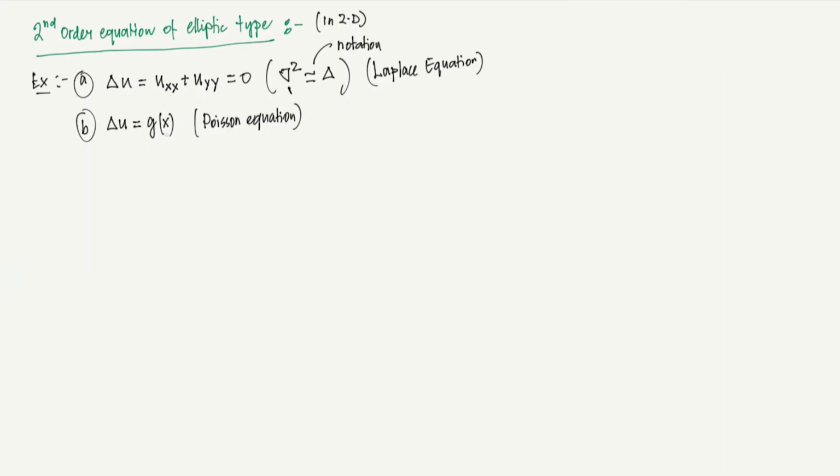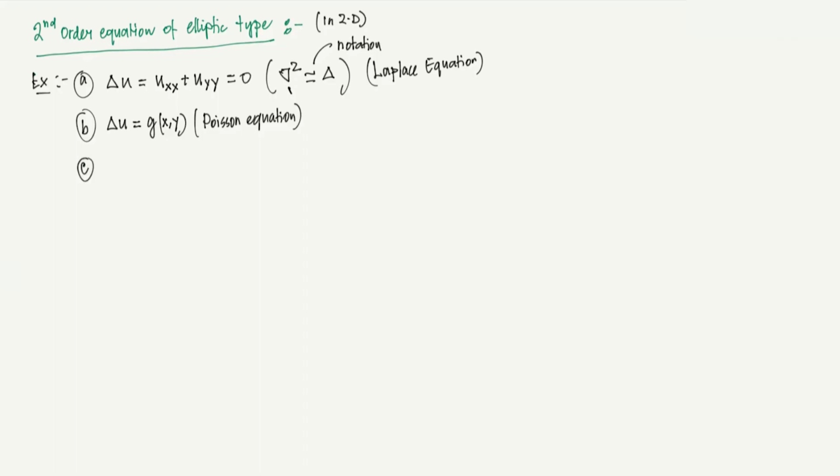So here this x depends on the dimension. Since I'm taking 2 dimensions, x is x1, x2. Maybe I can write it as g of x, y in 2 dimensions. This is called the Poisson equation.